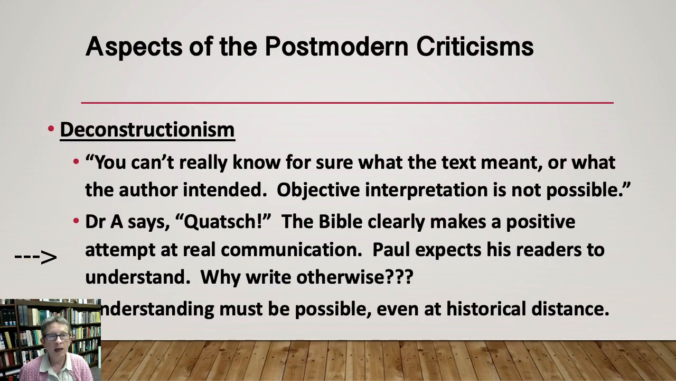So first of all, we will look at deconstructionism. The deconstructionist approach would say about any particular biblical document, well, you can't be sure. You can't really know for sure what the text meant or what the author intended to say to the audience. You can't really do objective interpretation. Well, since most of the early criticisms were based in German scholarship, I have a German word to respond to that, and that's the word Quatsch. You should learn this word. It's a very nice word. Quatsch, which is basically the German for nonsense.